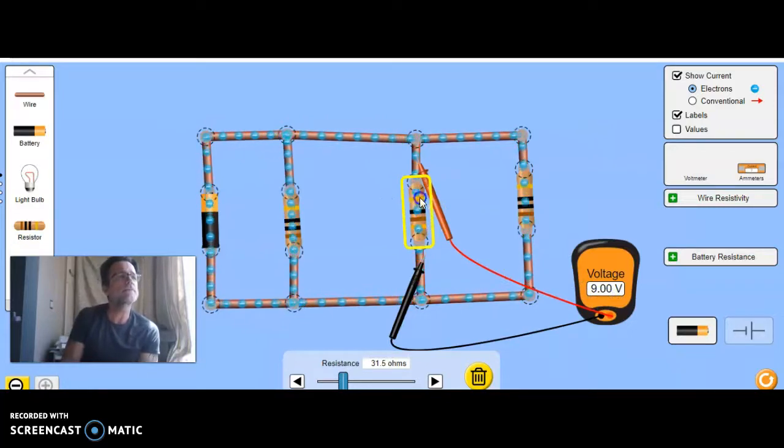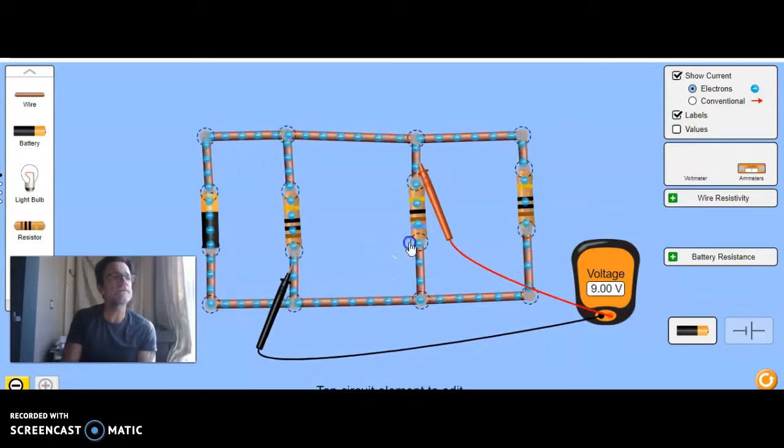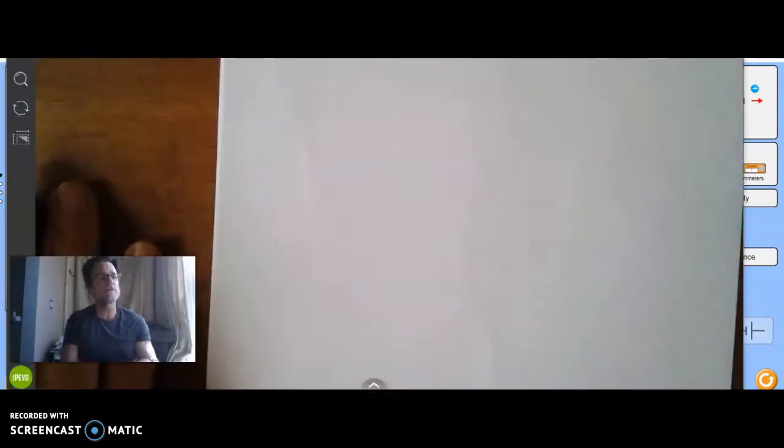Take a look at the speed in which these electrons are now going through. Very, very slowly. Let's crank it right up. And they're going super slow. Okay, and that's because there's more resistance. The more resistance will affect the current. But you've got 9 volts going through each of these resistors. So from that, we can have a set of rules.